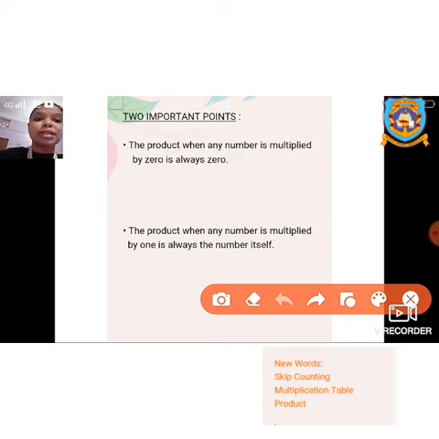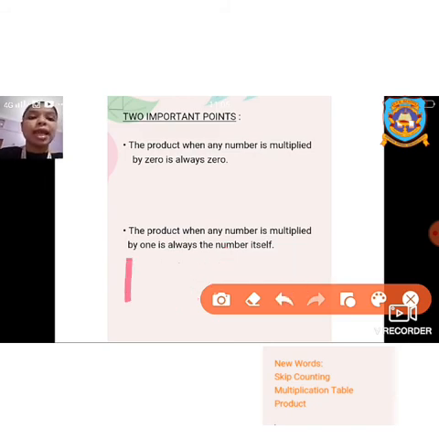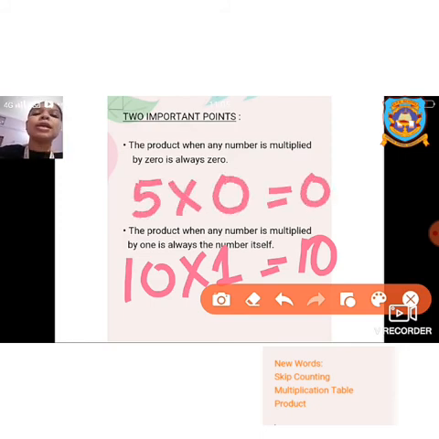The second point is, the product when any number is multiplied by 1 is always the number itself. Similarly, I will take the same number 5, and if you multiply it by 1, the answer is always the same number 5. Any number you multiply with 1, you will get the same number. If I take 10 into 1 equals 10. So these are the two important points here. 5 into 0 is 0.